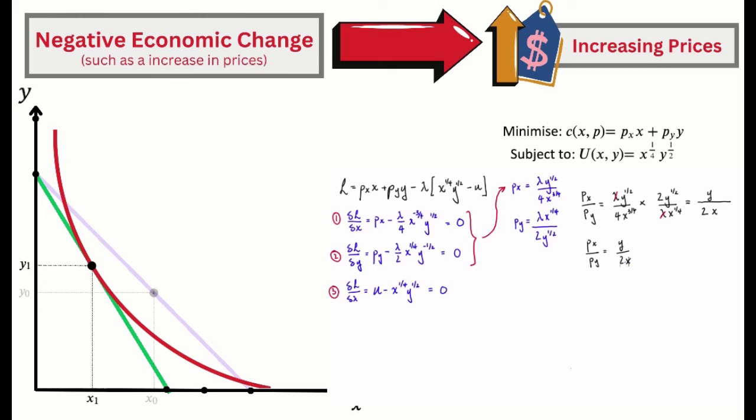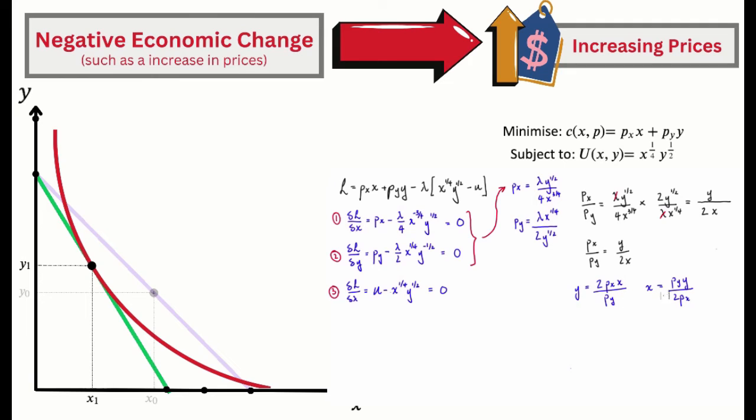So we can go on to manipulate this particular relationship here to isolate x and y. So in the first instance, we're going to isolate y, and that's going to be equal to 2 times the price of x times the quantity of the good x divided by the price of the good y. Now we can do the same for x, where we have x is equal to the price of y times y divided by 2 times the price of x. So now we have these two equations.